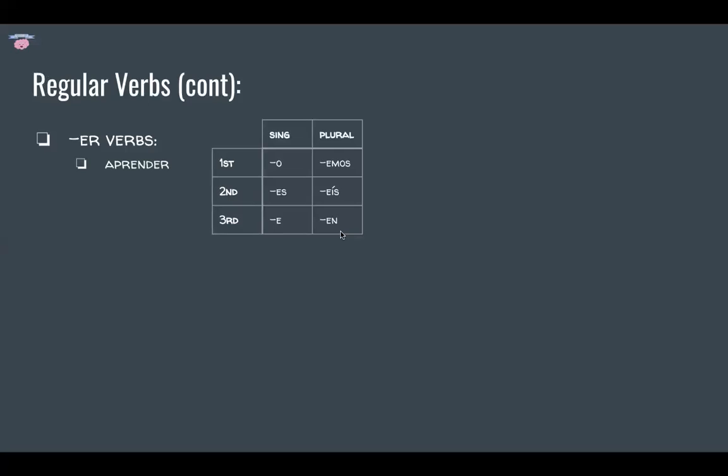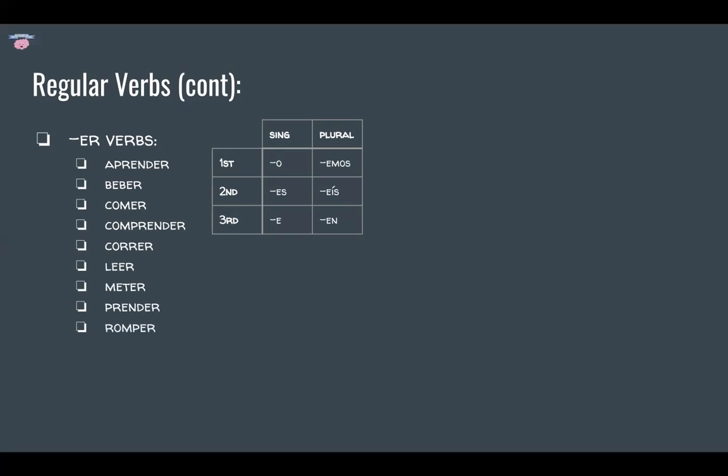So some important ER verbs: aprender means to understand or to learn. Beber means to drink. Comer means to eat. Comprender means to understand. Correr means to run. Leer means to read. Meter, prender. Romper means to break. Vender means to sell.